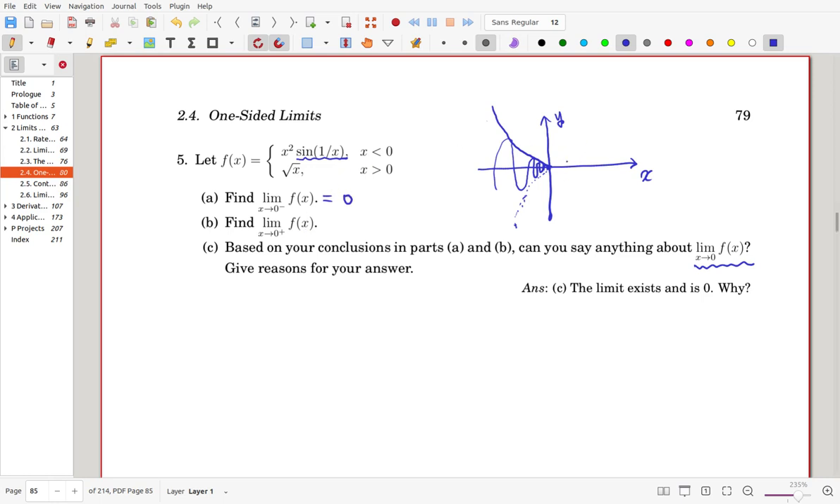Now how about the other side? Square root of x is given in this way, on the right side. Of course, as x approaches 0, the right-hand limit is 0. So from the left-hand side and the right-hand side, both have a limit with the same value, so the limit of f(x) as x approaches 0 must be 0. Of course it should exist, and the limit is 0.